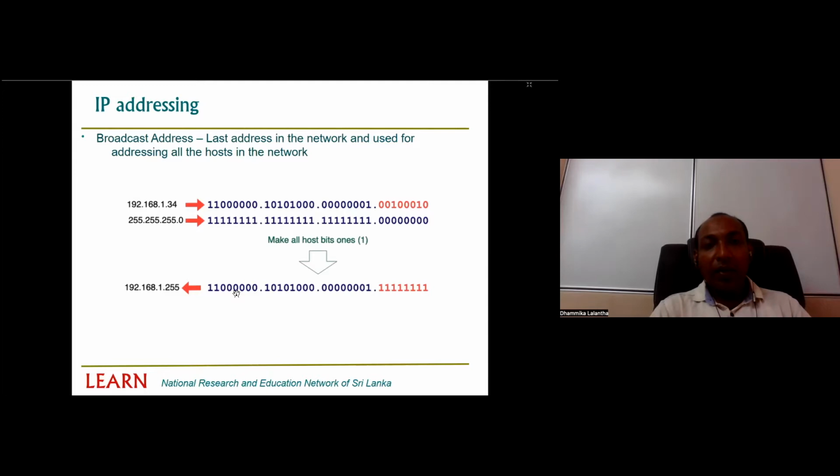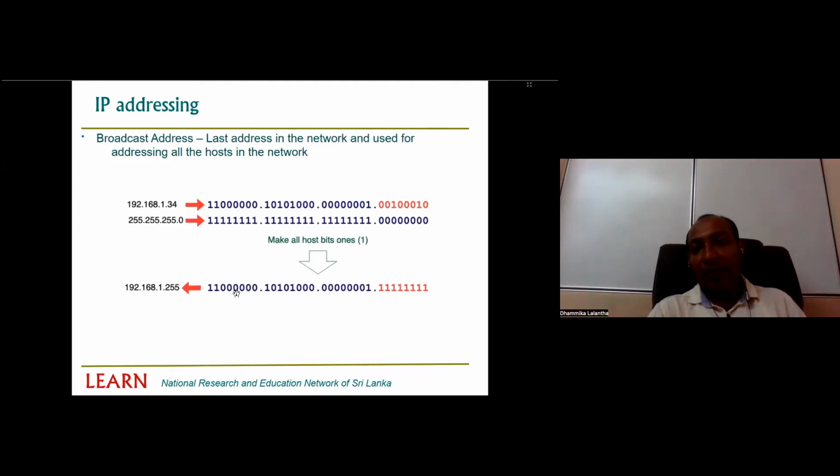So how do we find the broadcast address? The broadcast address is the last address in a network or subnet. Broadcast address is used for addressing all the hosts in the network. When we send an IP packet to the broadcast address, it will be sent to all the hosts within the same subnet.